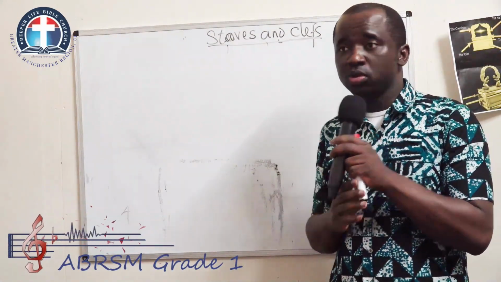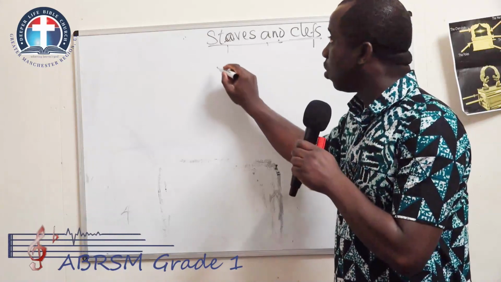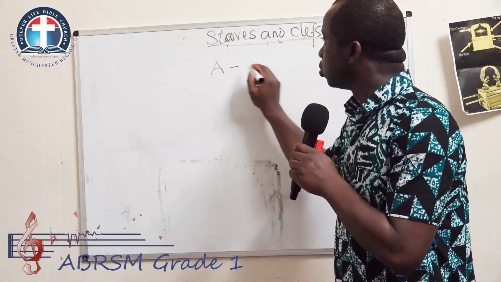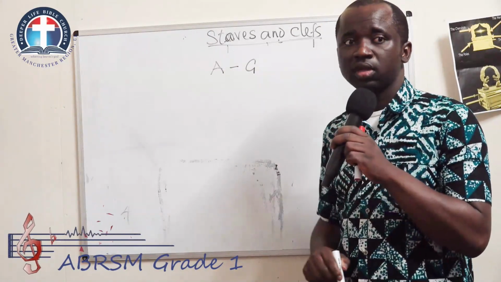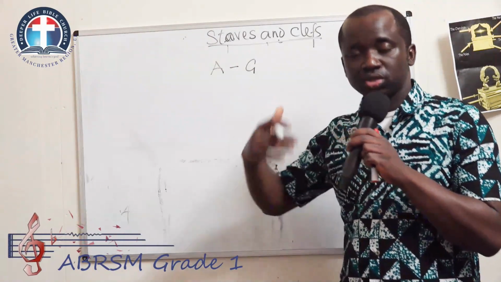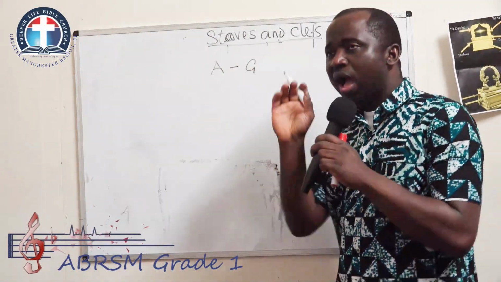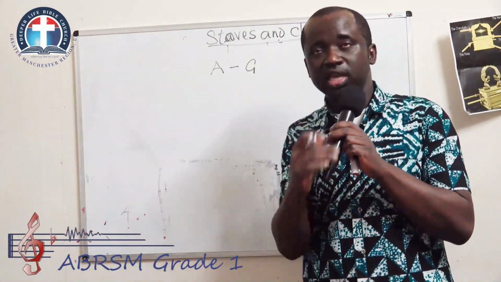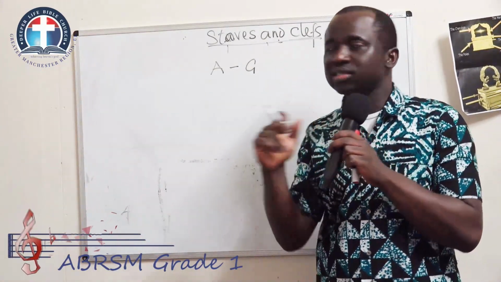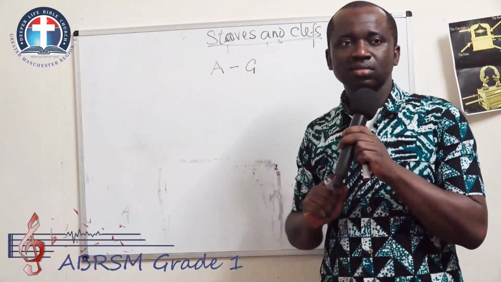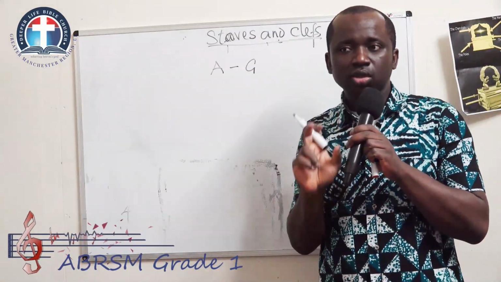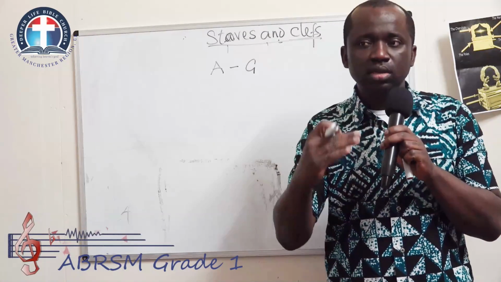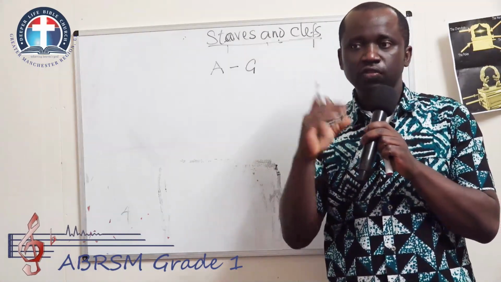Because in music, we make use of letters A to G. A to what? G. When you get to G, you go back to A. So how do you know which line on the stave or which space on the stave is A or B or C? It is the clef that will tell you that. The clef is what tells you what letter names the stave should have.